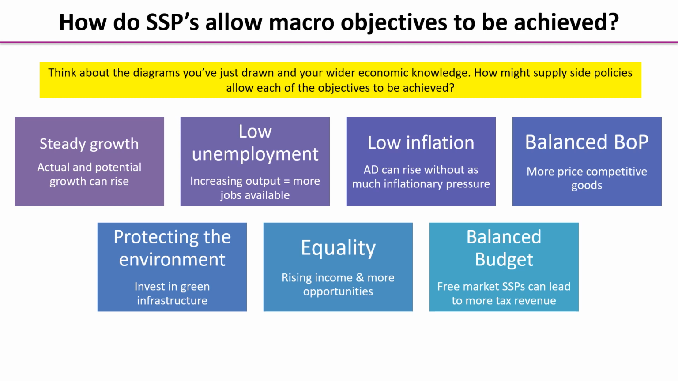Low unemployment, so your supply side policies are most likely to have their biggest impact on structural unemployment. So if they are successful and you get that down on an ADAS diagram, you would see your AS curve move outwards. Just picking up one more on here, and the real classic would be low and stable inflation. So if your productive capacity is increasing, your LRAS is moving out, then for any increase in AD, your inflationary pressures will be lower.